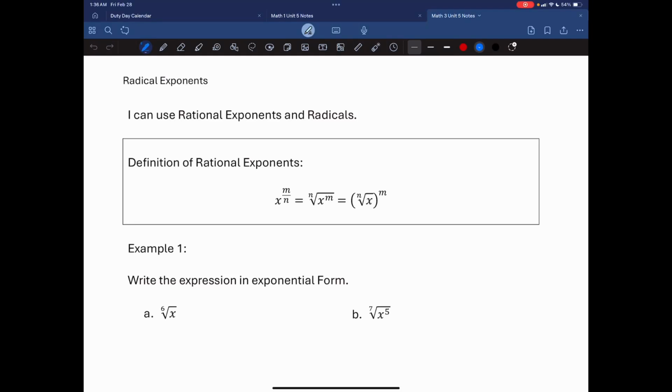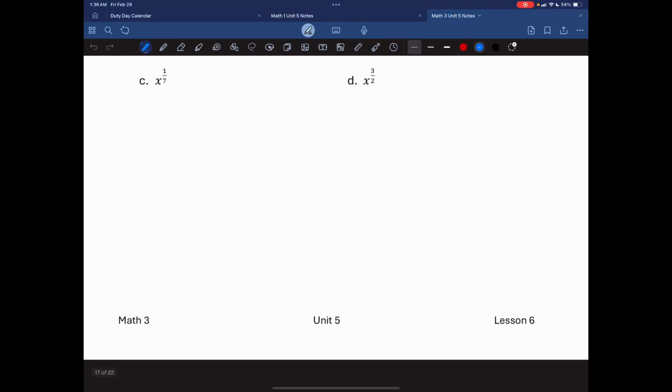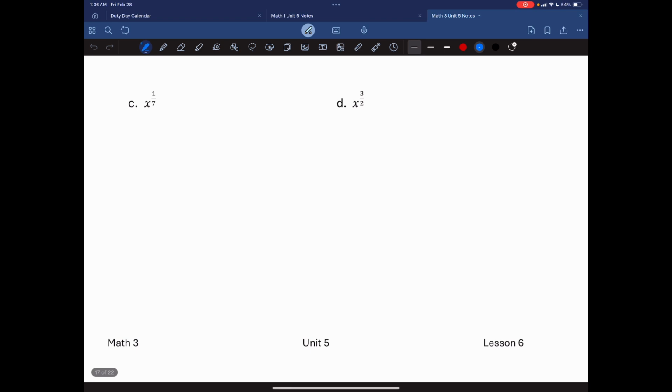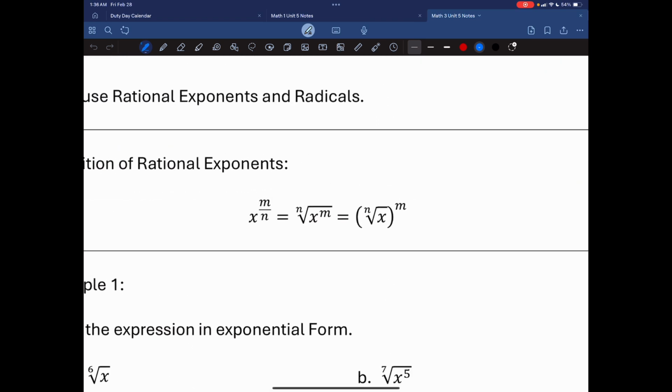All right, here are your notes for radical exponents. This is going to be our Unit 5, Lesson 6. Okay, so let's start with looking at our definition.